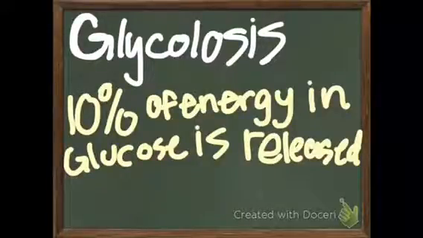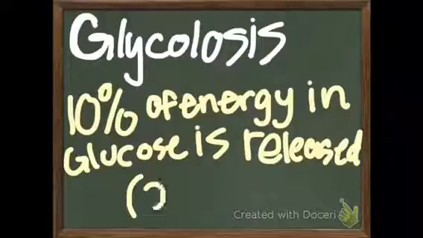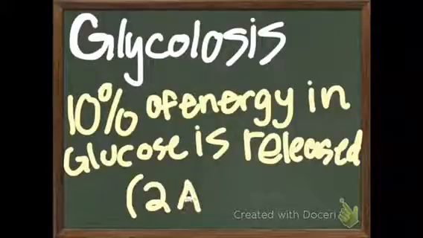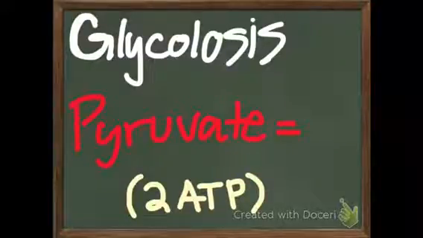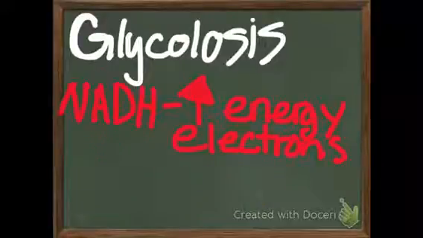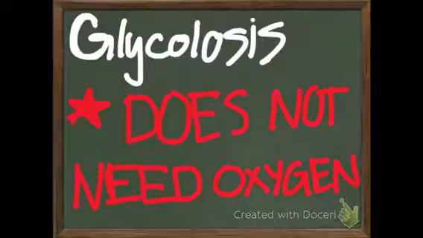About 10% of the energy stored in glucose is released. 2 ATP created. The product is pyruvate, pyruvic acid, along with 2 ATP. It also makes NADH, which is high energy electrons. Note, this step does not require oxygen.